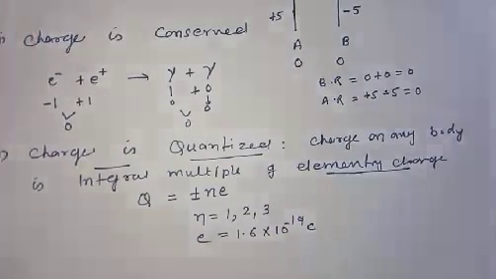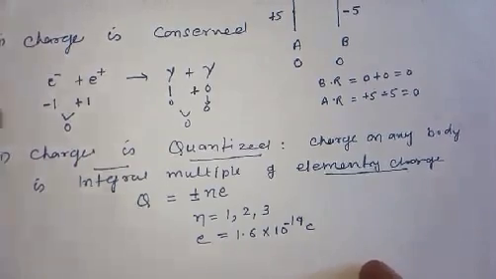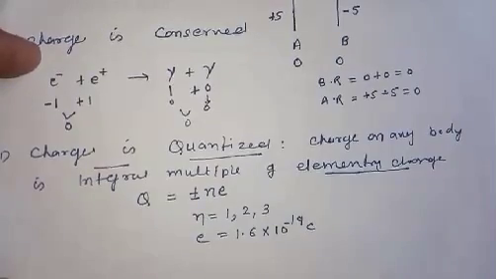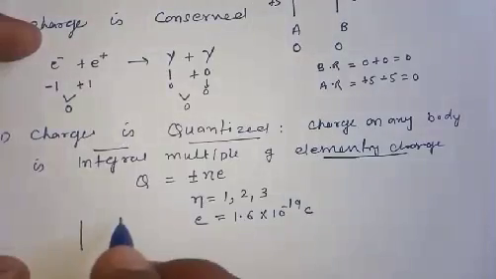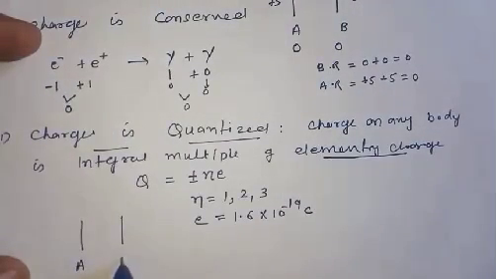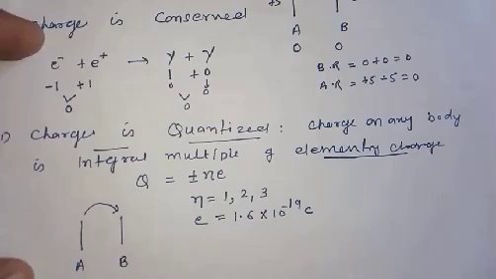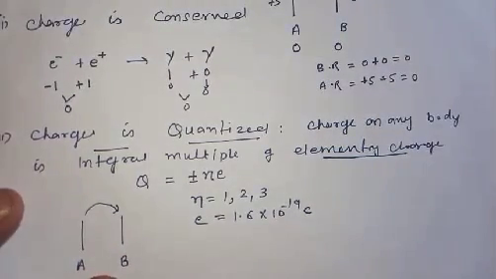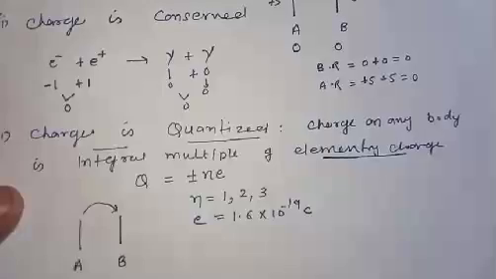This is the more important property, and the question arises: why is charge quantized? Let us discuss the reason. I am going back to the starting point. You had two bodies A and B. You rub these two bodies, and 5 electrons got transferred. Some electrons are transferring from body A to B.